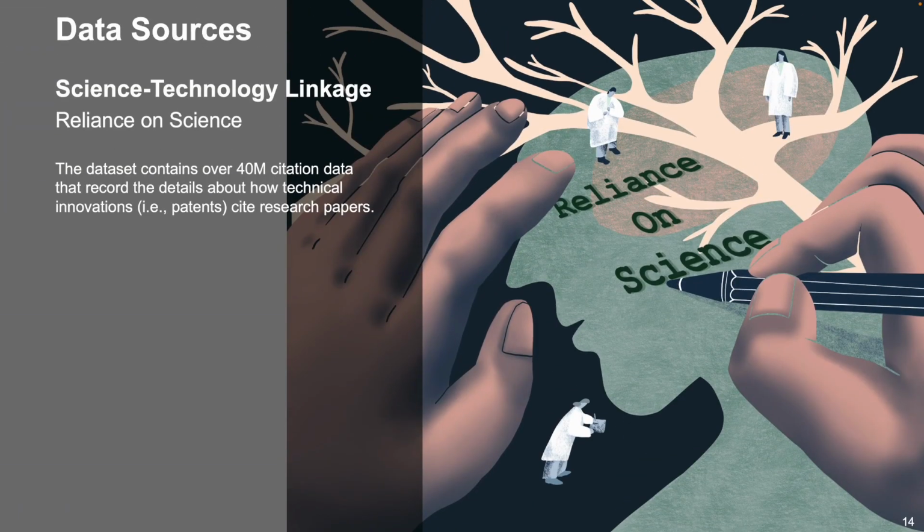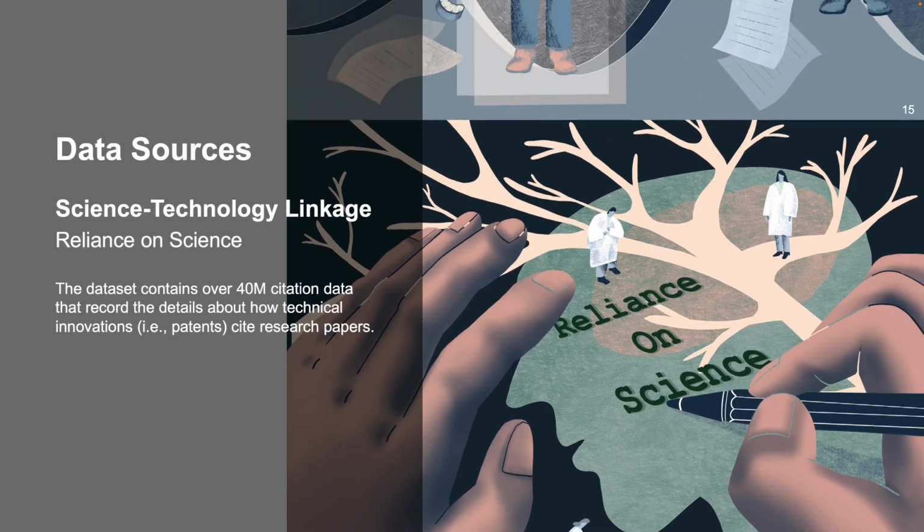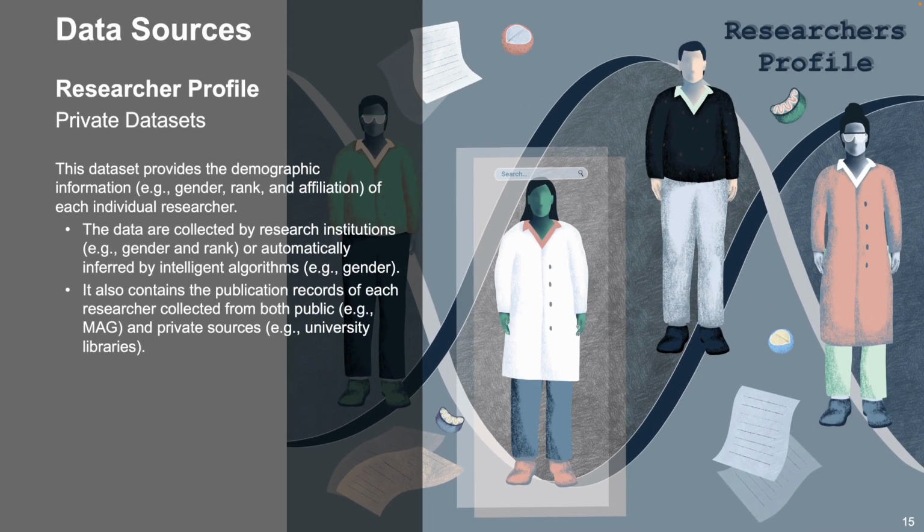The most important data source is called the Reliance on Science. It includes more than 40 million citations from patents to papers. Finally, we use both MAG and a private dataset from our university HR office to incorporate the demographic information of researchers.